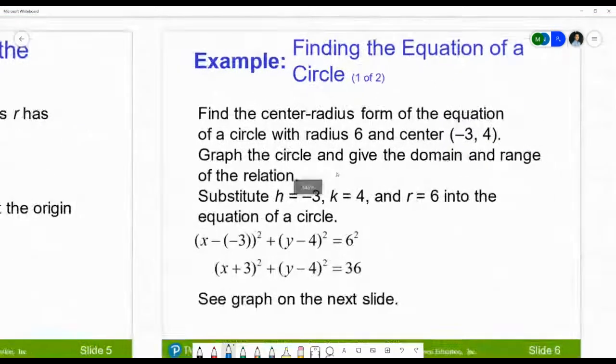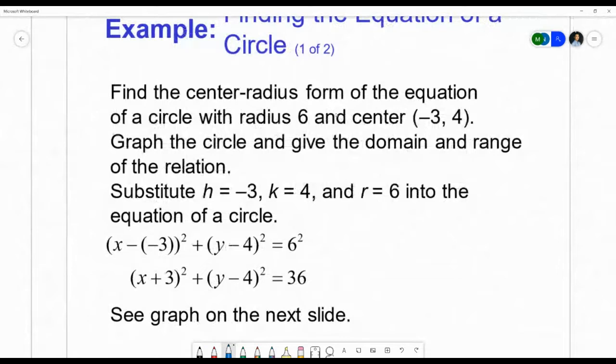All right, so here we're going to write an equation. Find the center radius form of the equation of a circle with a radius of 6 and a center of -3, 4. And graph the circle and give the domain range of the relation. Okay?